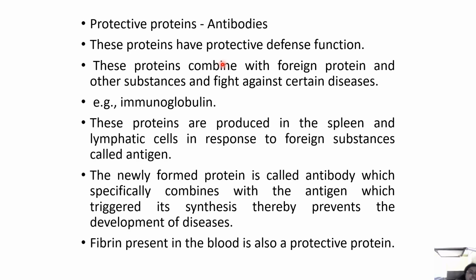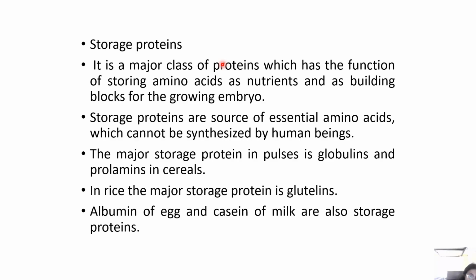Protective proteins, antibodies. These proteins have a protective defense function. These proteins combine with foreign proteins and other substances and fight against certain diseases, like immunoglobulin. These proteins are produced in the spleen and lymphatic cells in response to foreign substances called antigens. And the newly formed protein is called an antibody, which specifically combines with the antigen which triggered its synthesis, thereby preventing the development of disease. Fibrin in the blood is also a protective protein.